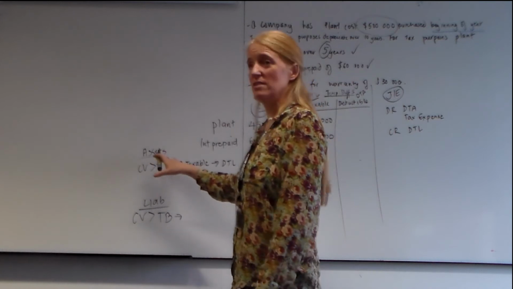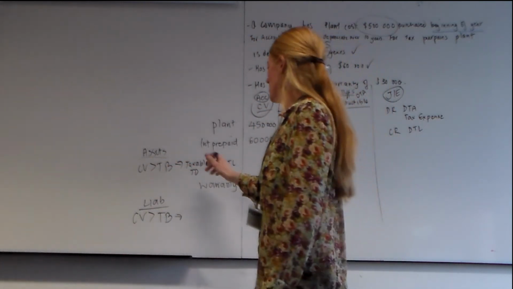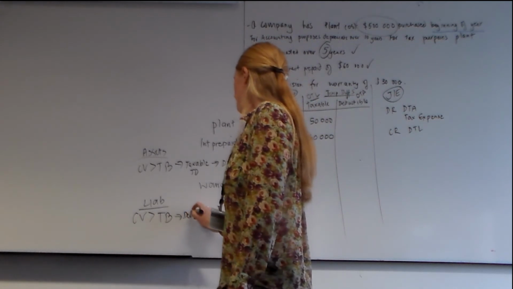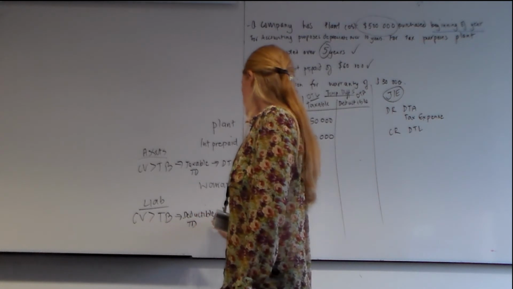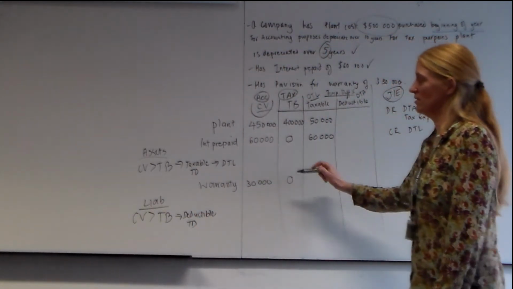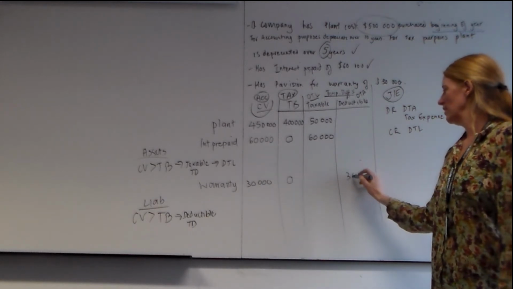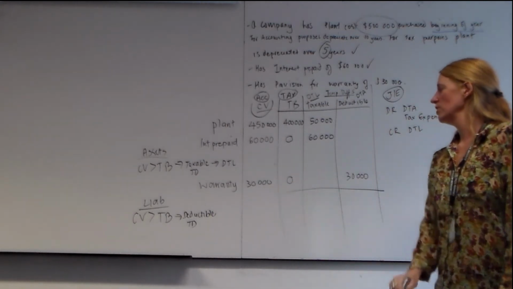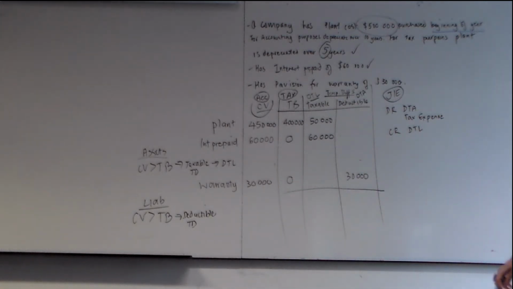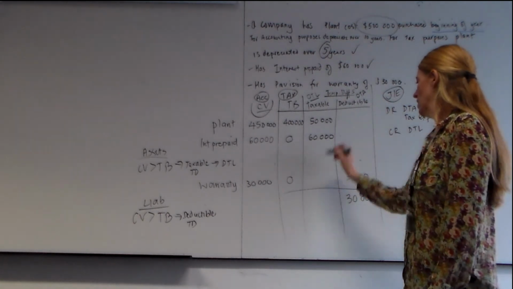the opposite of this. So here, if carrying value is greater than tax base, we're going to have a deductible temporary difference. Basically just the opposite of that. So we're going to have 30,000 here. And that's it. We haven't got any more. What do we do now? Basically just add these up. 30, 110.